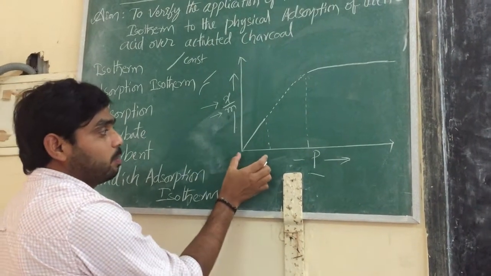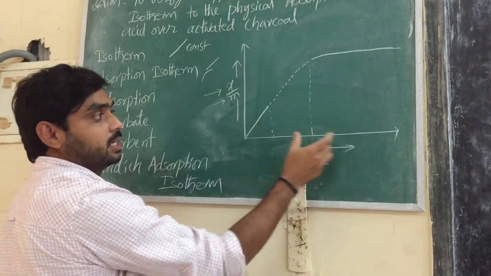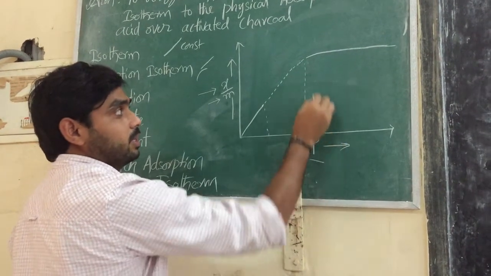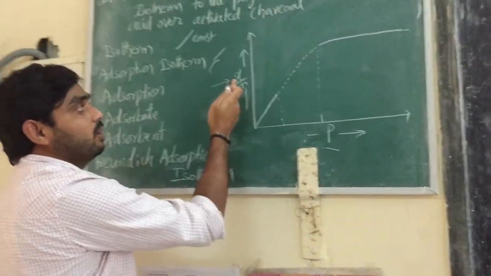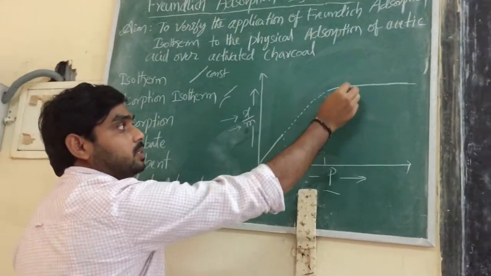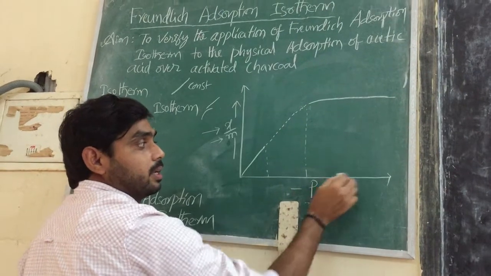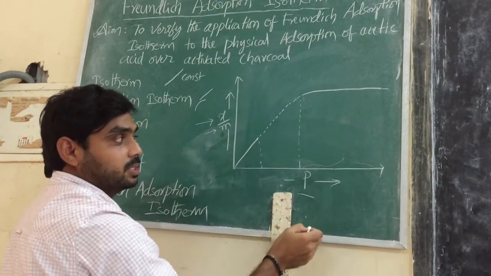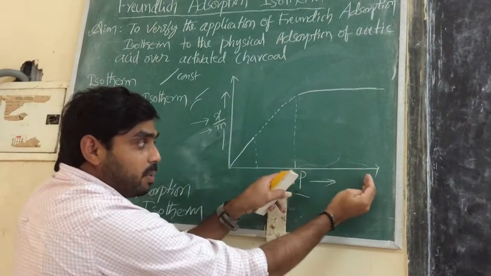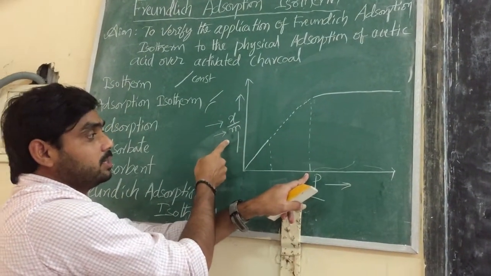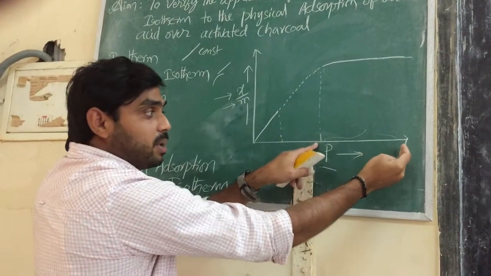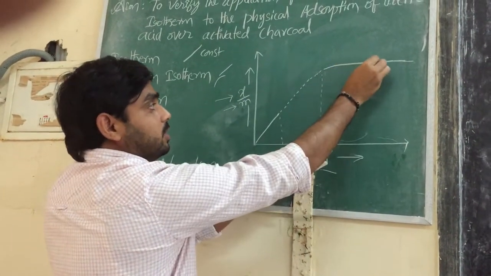See, this is the lower pressure region, this is the intermediate pressure region, and this is the high pressure region. In the high pressure region, the amount of gas adsorbed on unit mass of solid is constant. It is independent of the pressure in the high pressure region. Okay, this is constant.